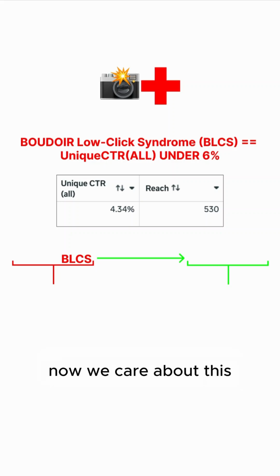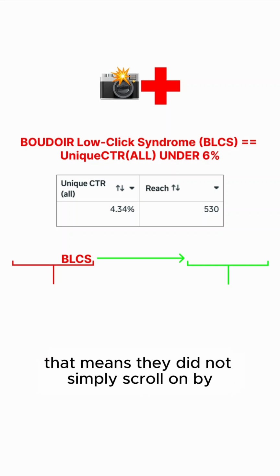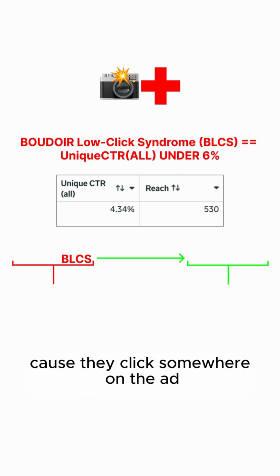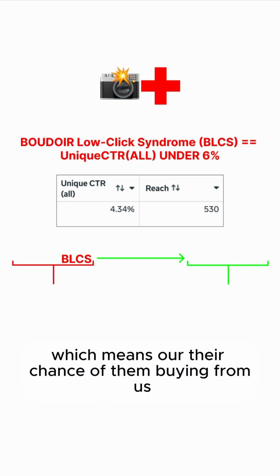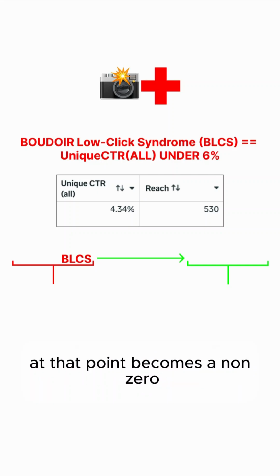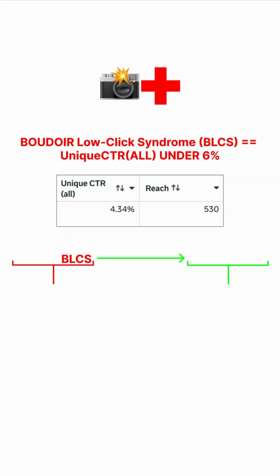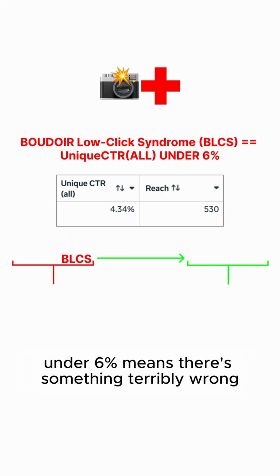Now, we care about this because if women click somewhere in our ad, that means they did not simply scroll on by, which means our ad did enter their brain. Because they clicked somewhere on the ad, their chance of buying from us at that point becomes non-zero. And that's the only time that happens. So we've got to get this number as high as possible. Under 6% means there's something terribly wrong.